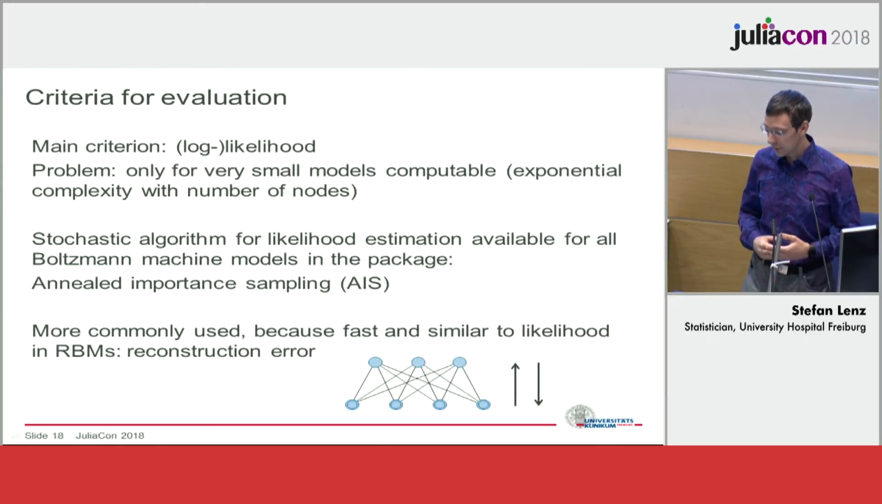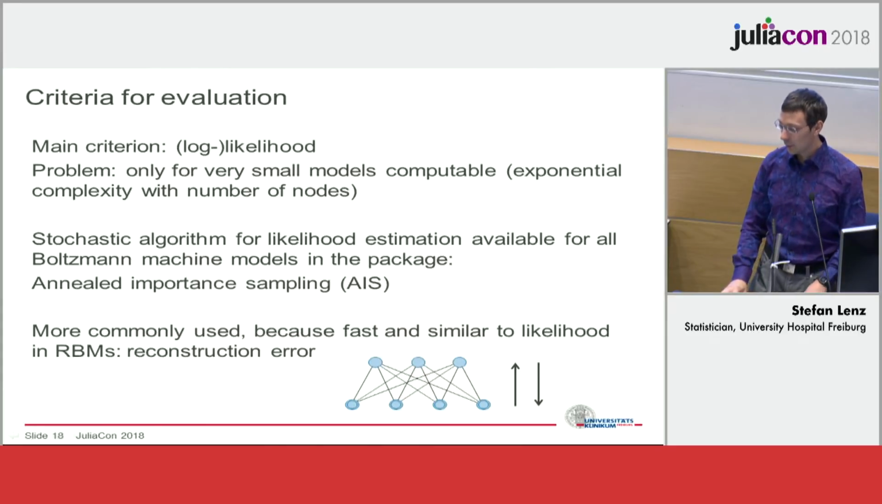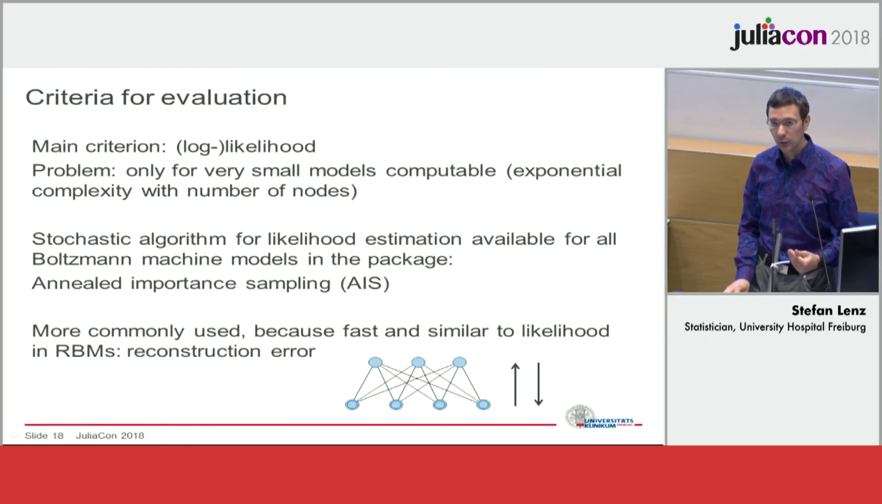The problem with this criterion is that it is computable only for very small models, because the computation time grows exponentially with the number of nodes. There is a stochastic algorithm available for the likelihood estimation, and it is implemented in the package. It's called annealed importance sampling. The problem with this is that it is also only an estimation, so it does not give the exact value. There's always some uncertainty, and it's also quite time consuming.